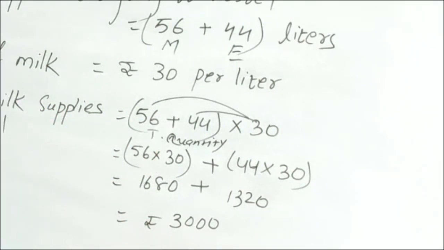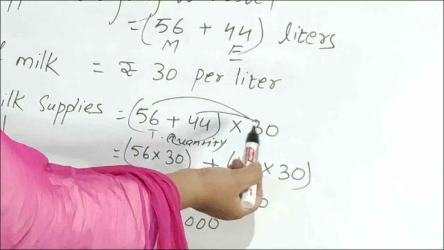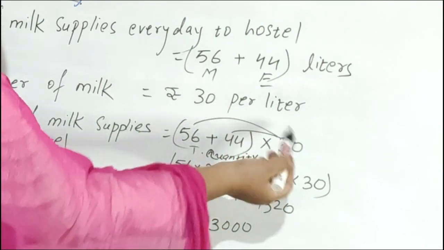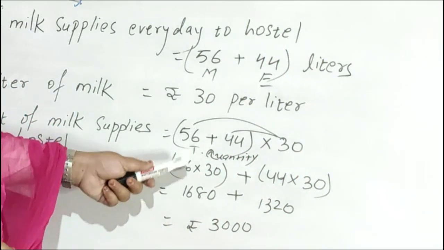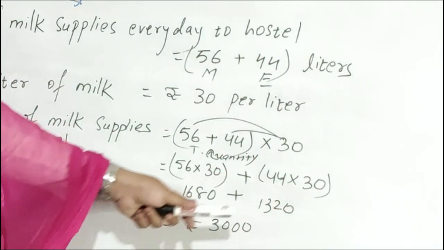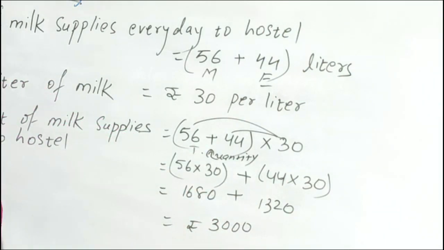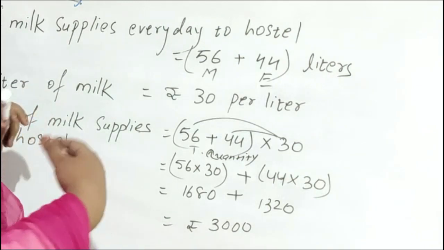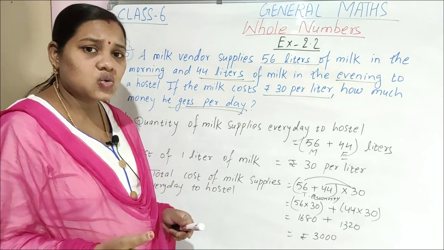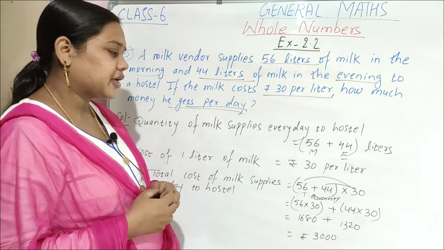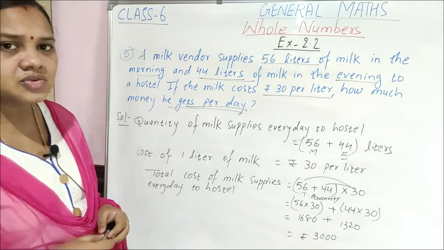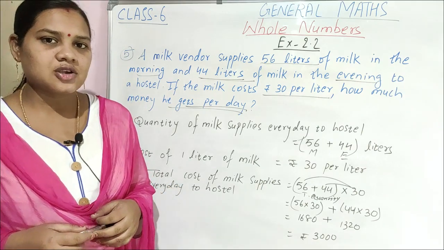So now we can use the distributive property, no children? A plus B into C, A into C plus B into C. 56 into 30 plus 44 into 30. So directly you can multiply very easily: 1680, 1320. Okay, now these two you add, you will get 3000 rupees. So when you use this property very easily without taking the help of rough, you can do the calculation in your mind. Okay now children, so today we discussed some questions based on the properties of whole numbers.